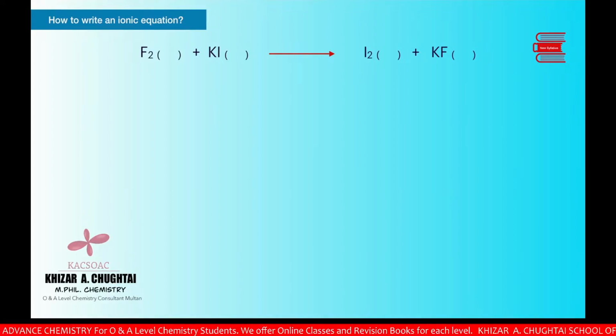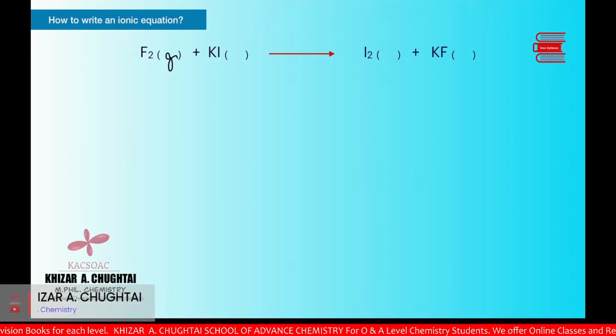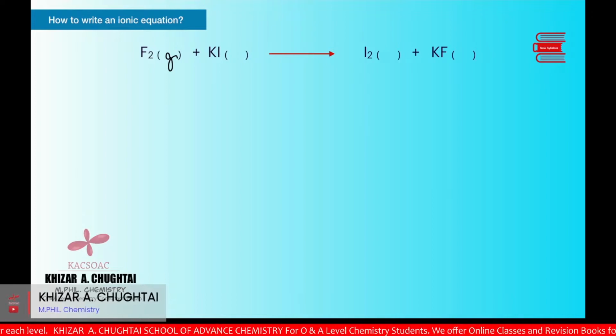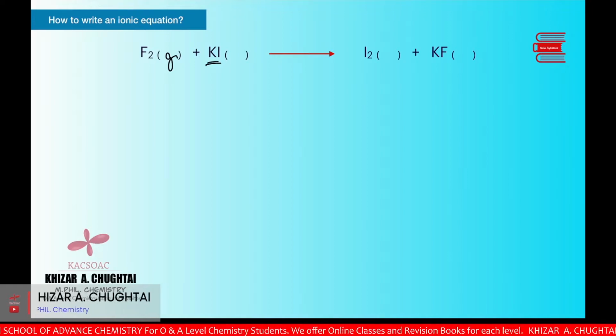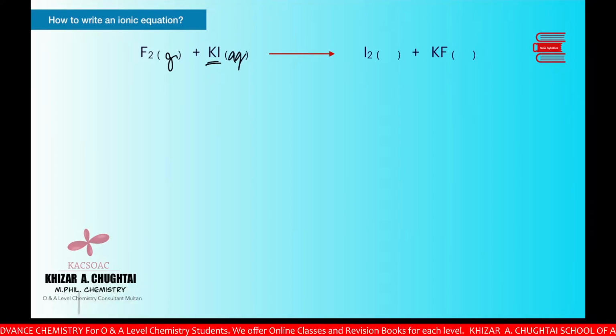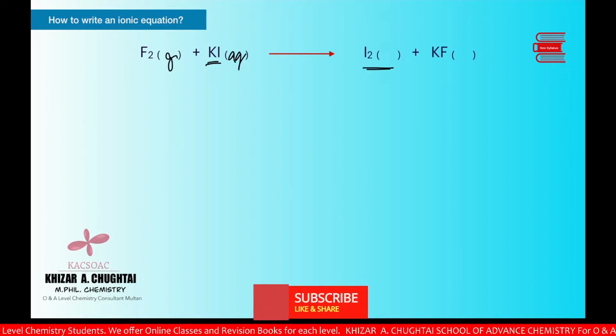F2, fluorine plus potassium iodide, iodine, potassium fluoride. Fluorine is a gas that is least soluble, almost insoluble. So I'm writing G over here, gas. KI, all compounds of group 1 metals, that is potassium, are water soluble. So again it is aqueous, all group 1 compounds are water soluble. What about iodine? Iodine is sparingly soluble, or you can say more soluble than F2.